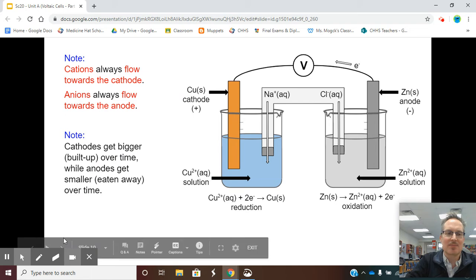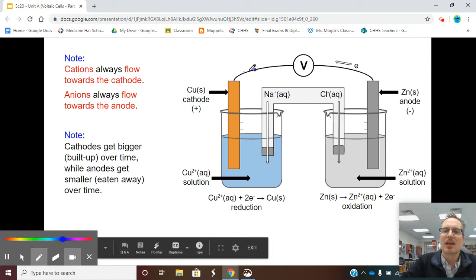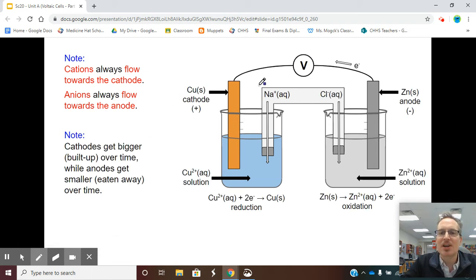In this example, I'm going to get my pen again. We know that positively charged ions are called cations, and negatively charged ions are called anions. In this internal circuit, where I'm connecting this so I can have a continuous flow of electricity, because I need a complete circuit for it to work, my cations are always going to flow towards the cathode.